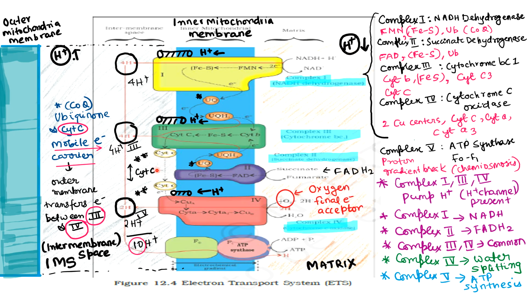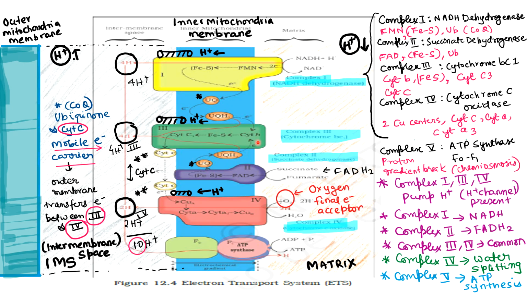Okay. Now let's look at FADH2. FADH2, I told you, enters from complex 2. Complex 2 does not have any proton channel, but it promotes the movement of the protons in the other complexes, that is 3 and 4.